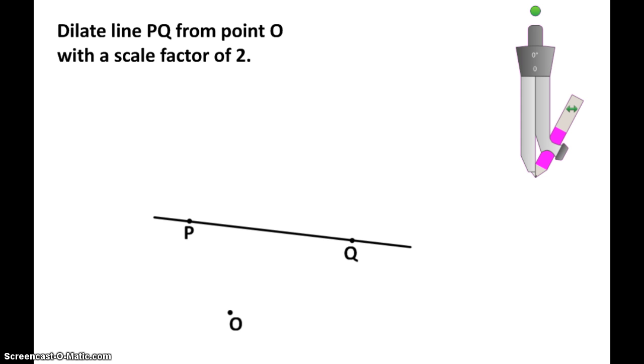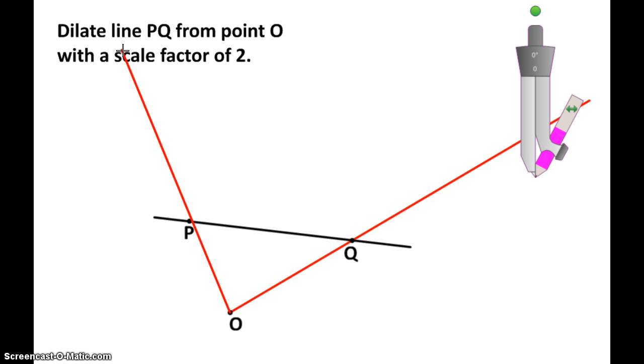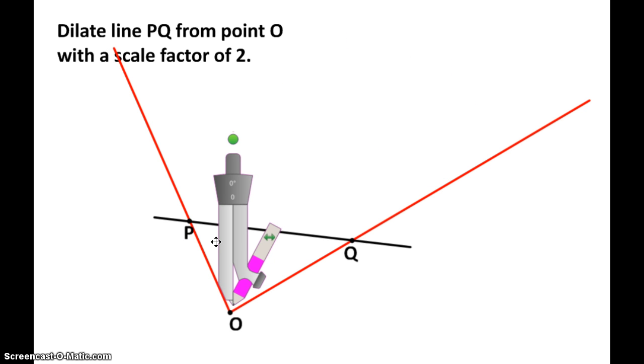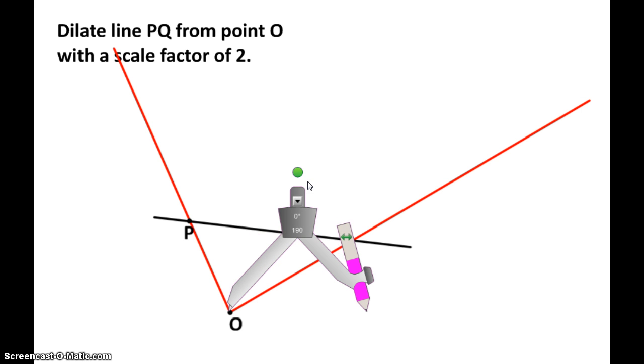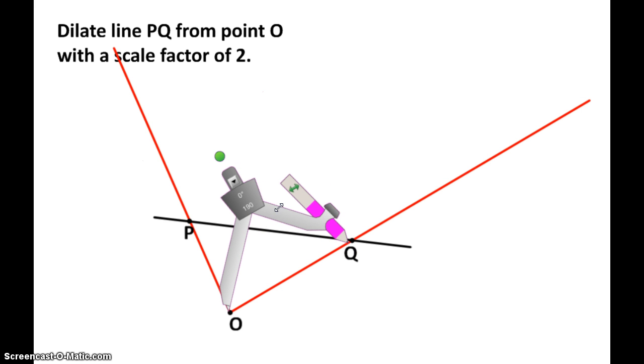Alright, so the first step that you're going to do is you're actually going to connect point O to point Q with a line and make it go really far out. And then do the same from point O through point P. Okay? Now, what we're going to do is we're going to open up our compass to the length of OQ. So this right here is the length of OQ.